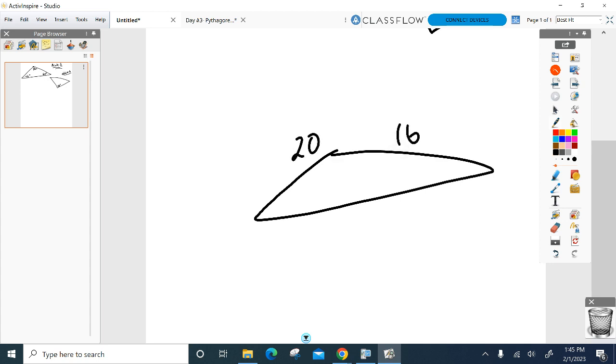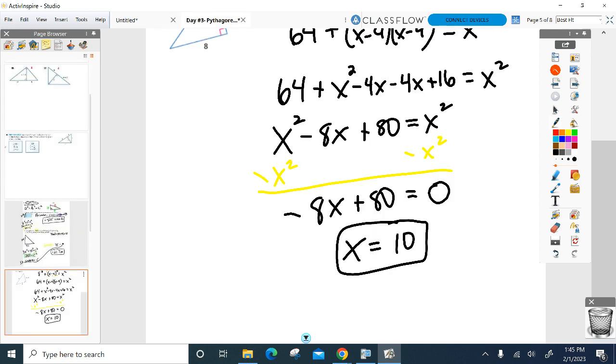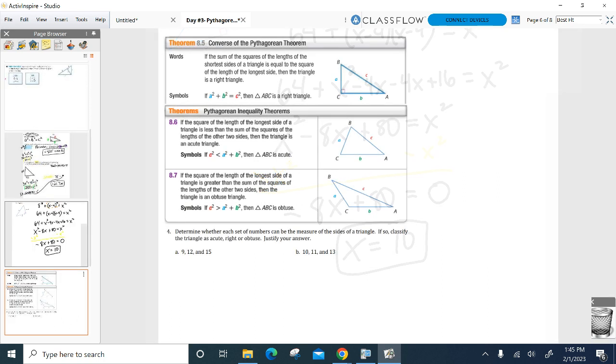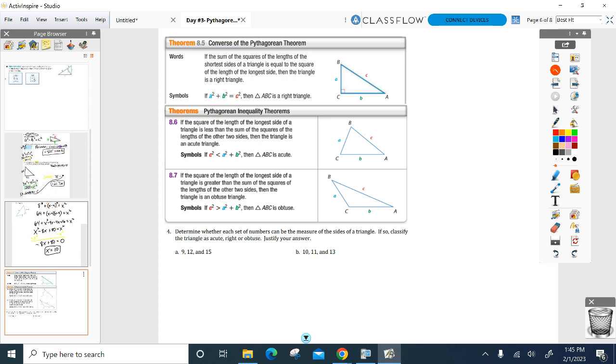20, 16, 15. Just by knowing the sides, you'll be able to tell me if it's obtuse or acute. You don't need to know anything about the angles now. How? Using the Pythagorean theorem. How does that work? I'm going to give you 3 side lengths. Let me just do a quick one right here for you.